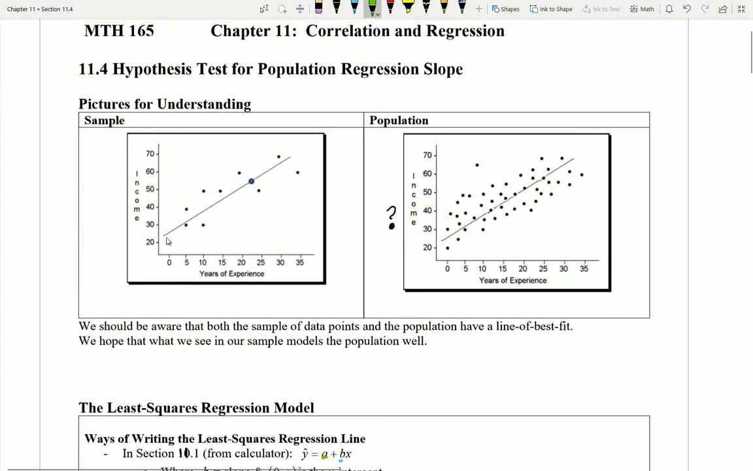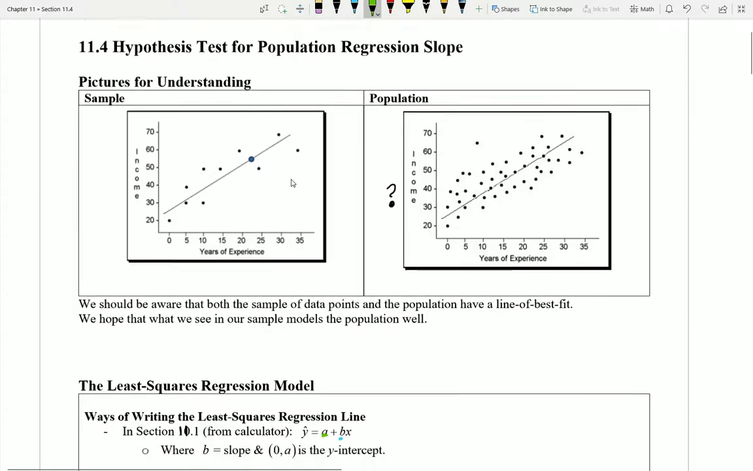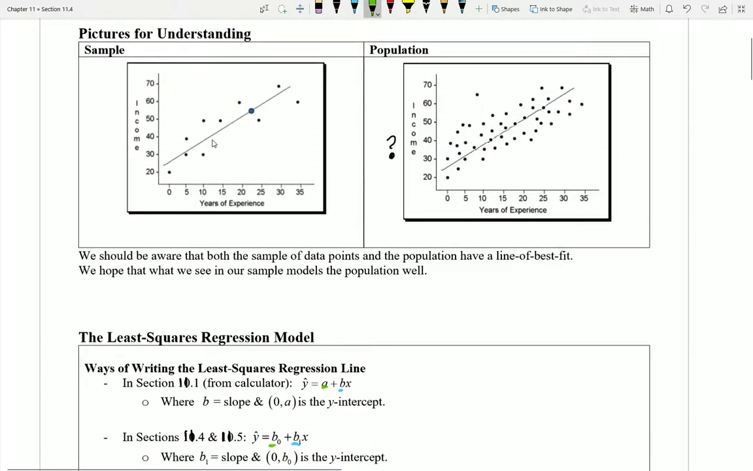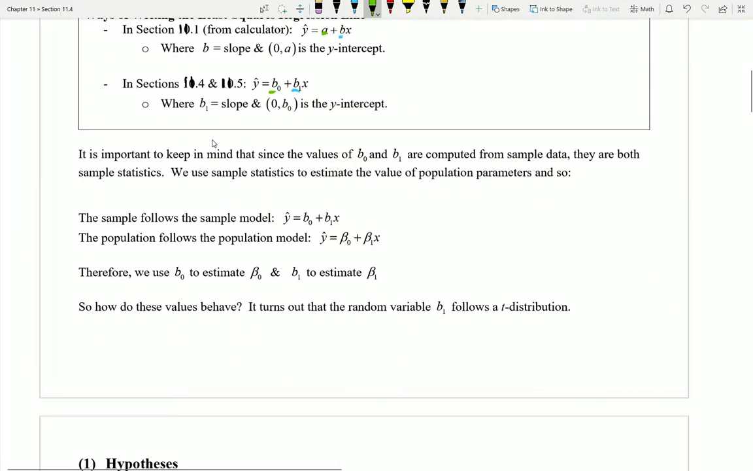Those are the y-intercept and the slope for our sample line of best fit. And so they're ultimately sample statistics. They depend on the sample. If I had a different sample of points up here, I might have gotten a different line with a different slope and a different y-intercept.